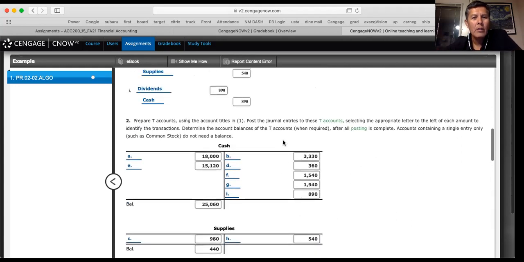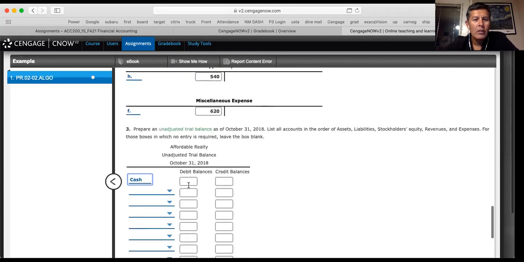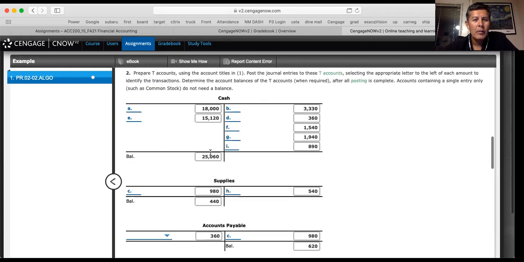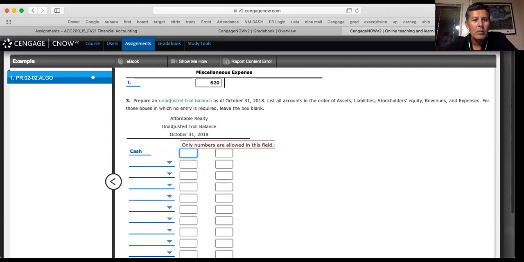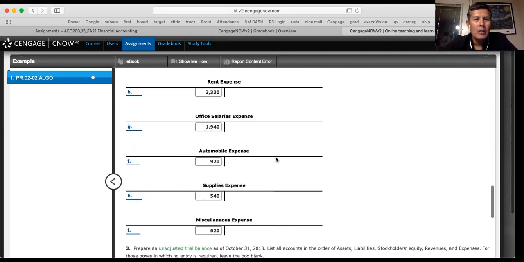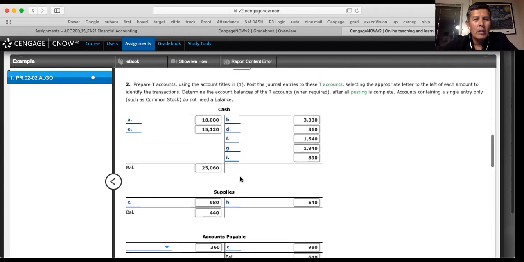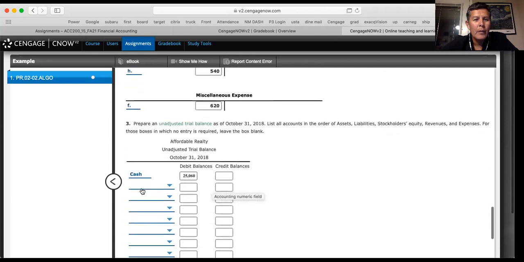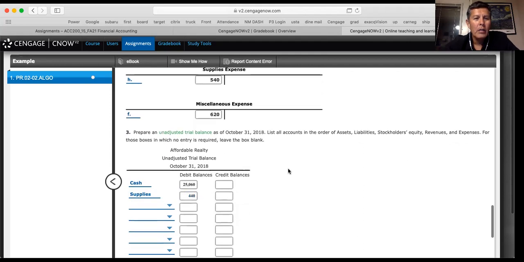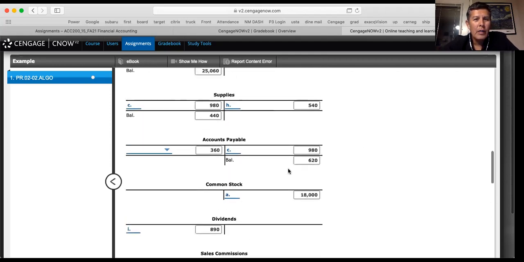Okay, what is our balance? Well, our balance was 25,060. Actually, I should just copy and paste it. I would make a mistake. Copy and paste it, and I'm going to put it down here, just like that. Let me do that. Let's double check. 25,060. Good. Supplies, our balance is 440. Supplies 440.